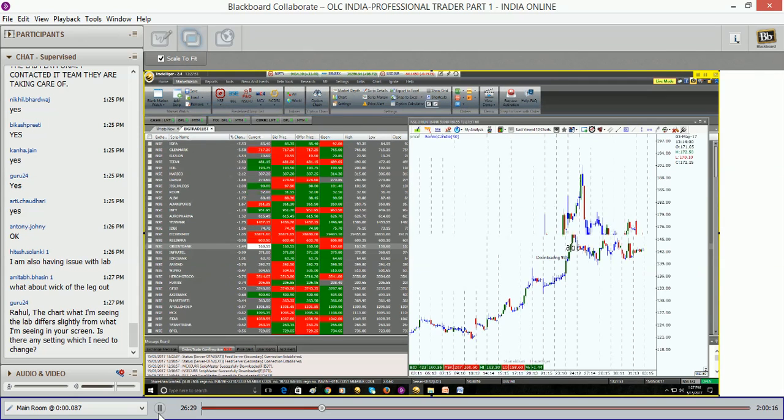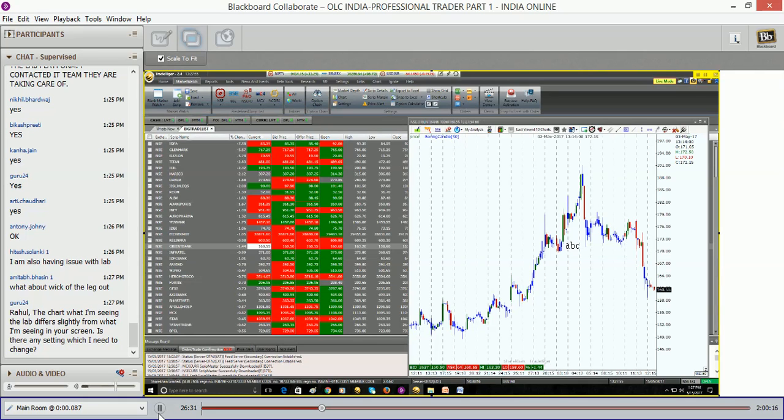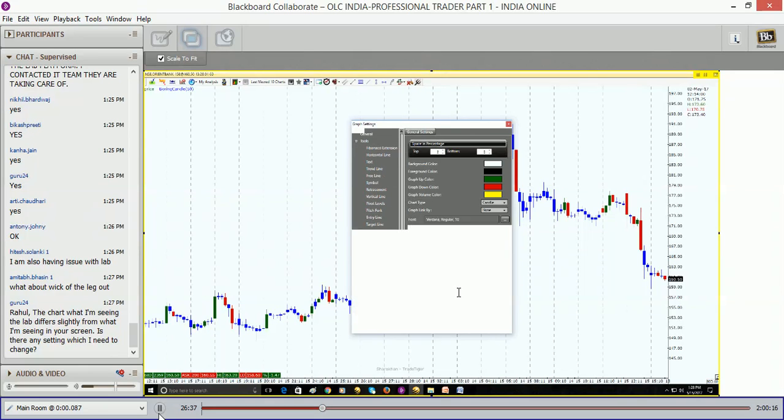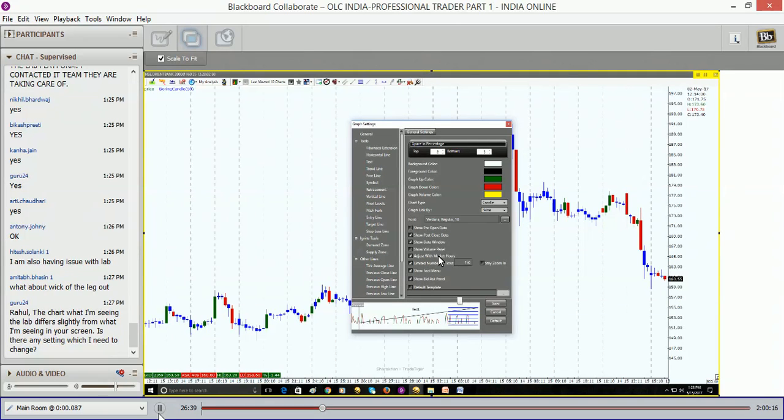Rahul, the chart, what I'm seeing, the lab differs slightly from what I'm seeing in your screen. Guru, yes, you need to change the settings. Go to settings. You need to make sure that adjust with market hours is check marked, show post close data is check marked, limited number of ticks on the chart is check marked.